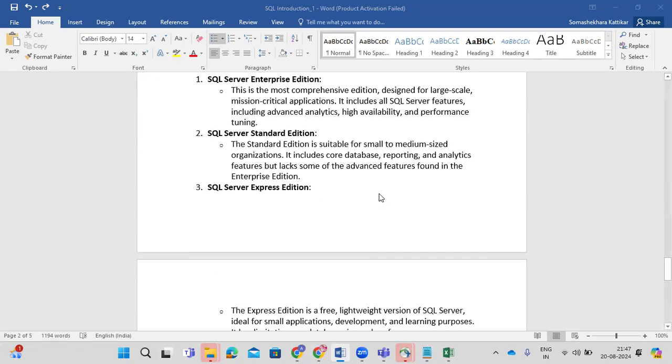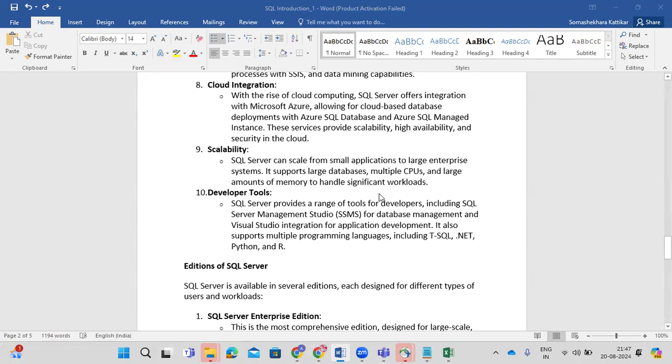One minute, sliding a bit. Which one? Yes, scalability, sir, scalability. 10th one? No sir, 9. He is asking about scalability.